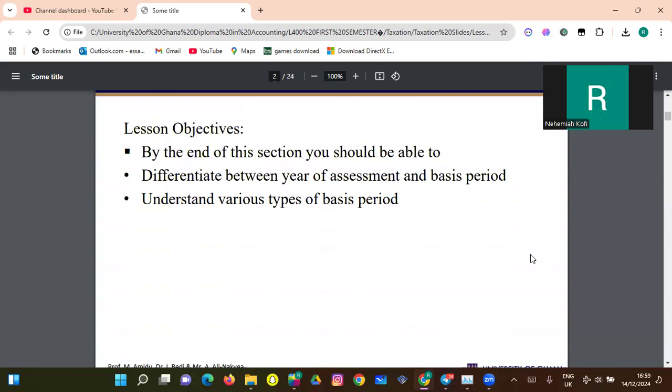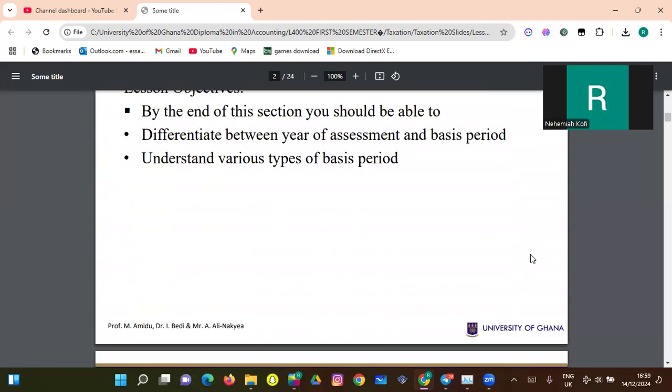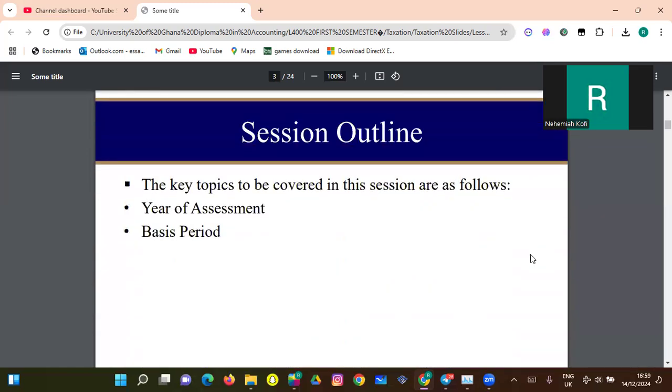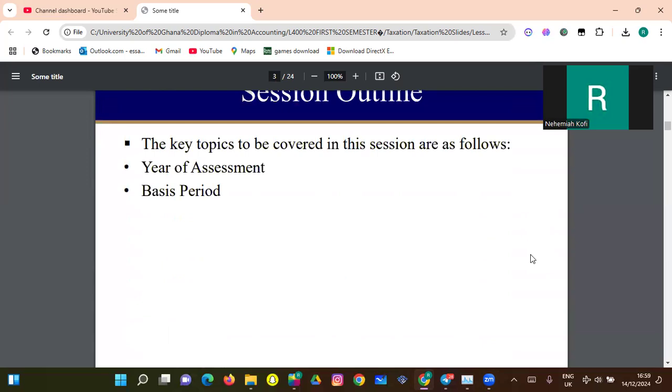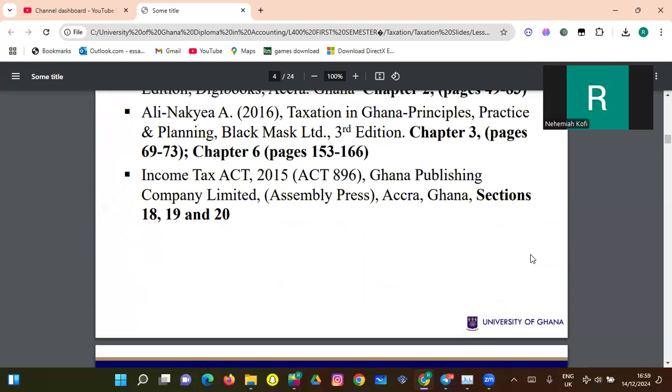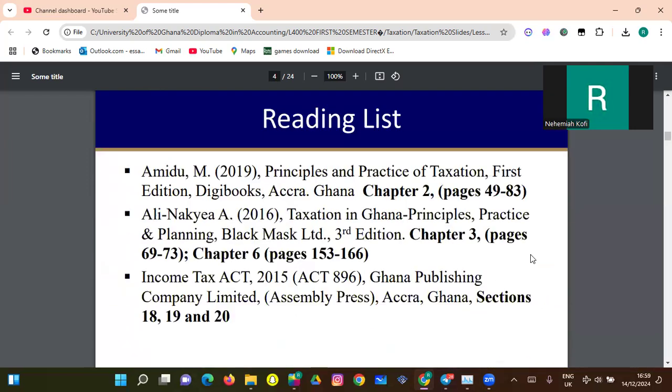Right. So this will cover differences between year of assessment and basis period, and also understand the various types of basis period. All right. So the key topics here will be year of assessment and basis period. All right. So these are some books you can get for yourself.